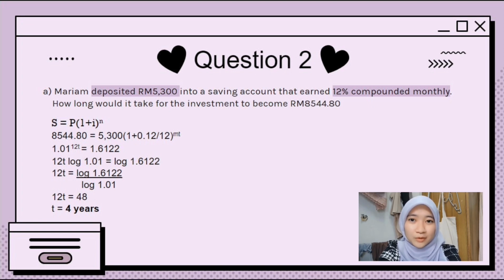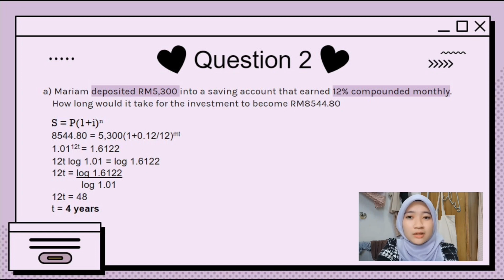First, we solve the bracket and get 1.01 to the power of 12t. Then we divide 8,544.80 by 5,300. Then we get 1.6122. Taking the logarithm of each side, we have 12t log 1.01 equals log 1.6122. To find t, we divide the logarithms and we get 12t equals 48. Finally, we divide by 12 on each side and get 4 years.